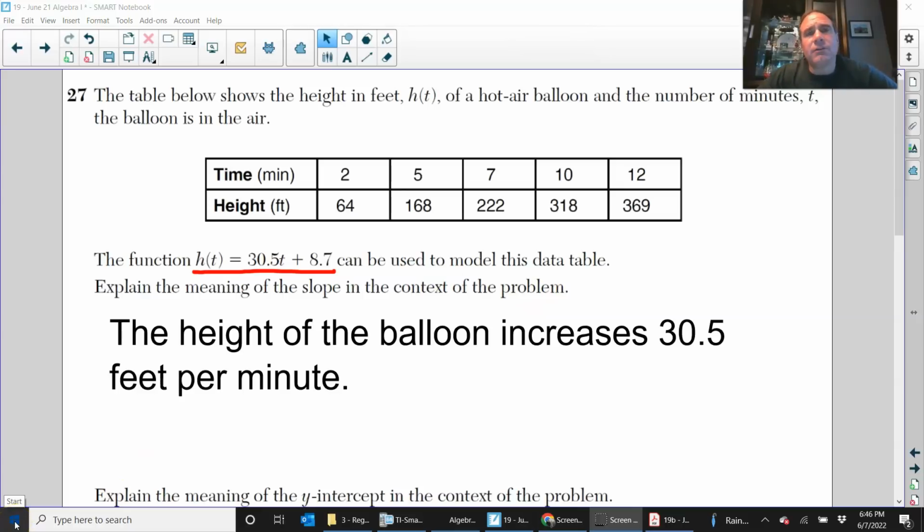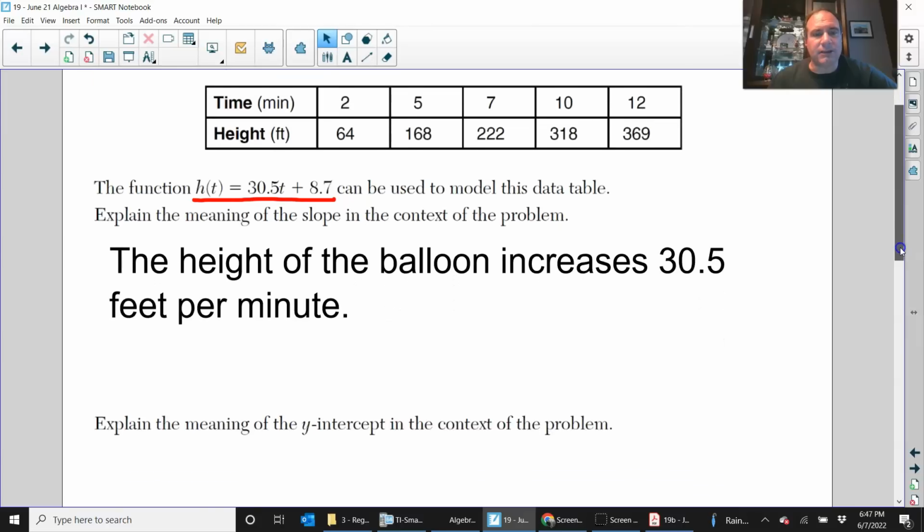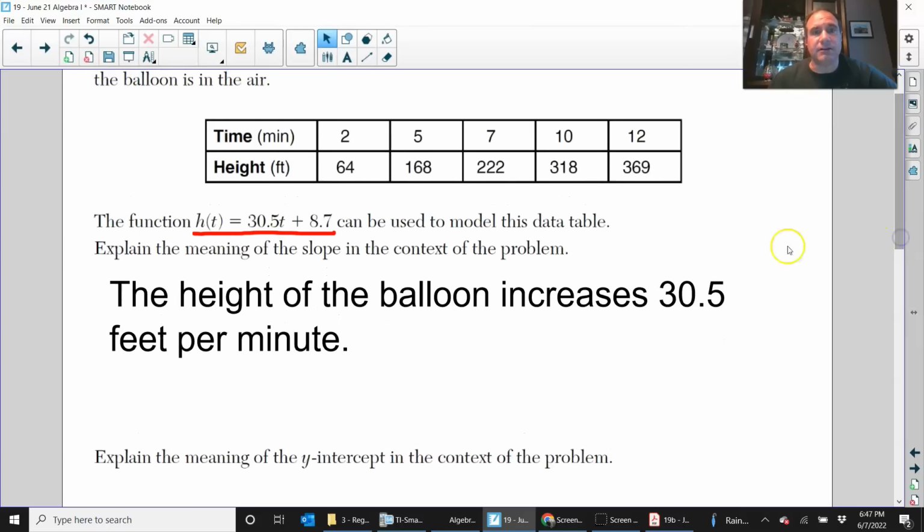So we're taking a look, and remember, rate is the number before x, and in this case it's t. So it's 30.5, and you're looking at the table and you say, okay, it's 30.5 feet per minute that the balloon is increasing. So I'm just going to answer that question. The height of the balloon increases 30.5 feet per minute. Explain the meaning of the y-intercept in the context of the problem.